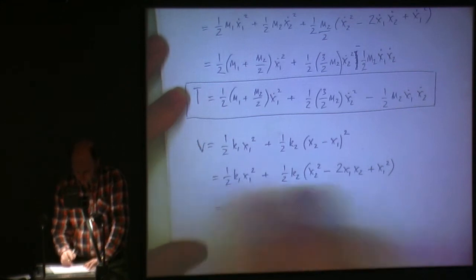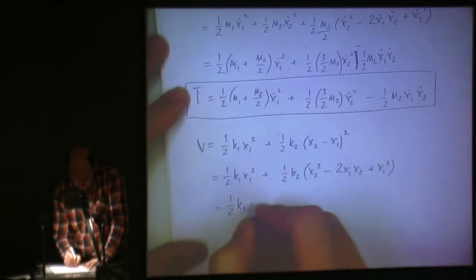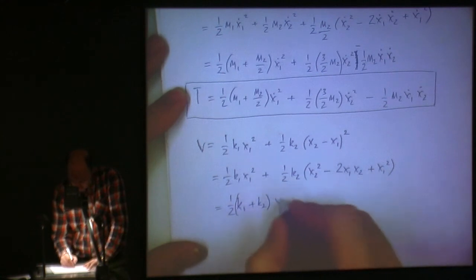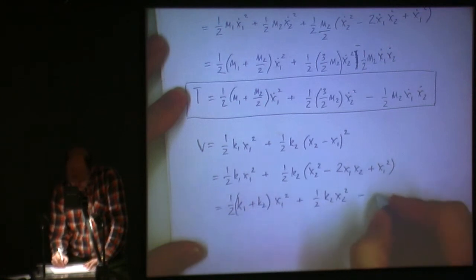And so again, I'm going to write it in common terms. 1/2 K1 plus K2 x1 squared plus 1/2 K2 x2 squared minus K2 x1 x2.